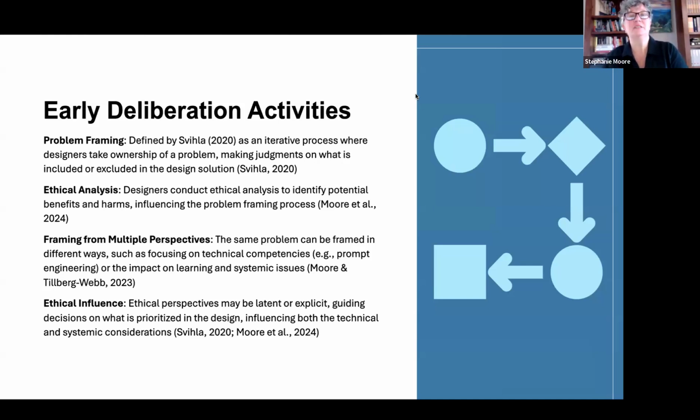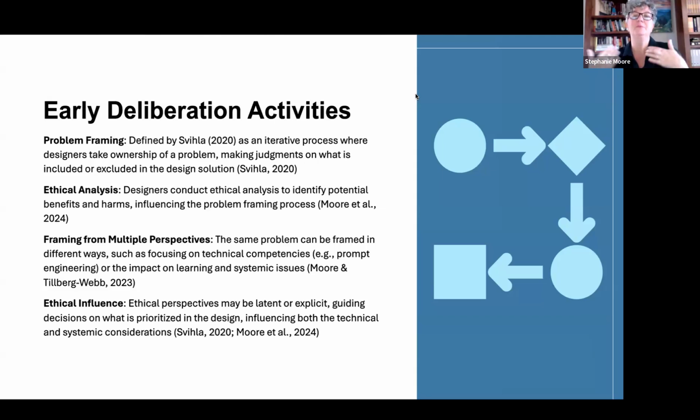And I love how she defines problem framing. She says, this is the process by which we as designers take ownership of a problem. And this is how we start to make judgments on what is included or excluded in any given design solution. So the point here being that accessibility or inclusive design has to be framed in from the get-go as part of the problem that we're working on.